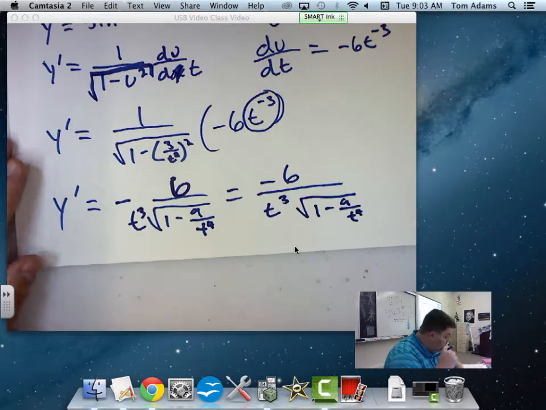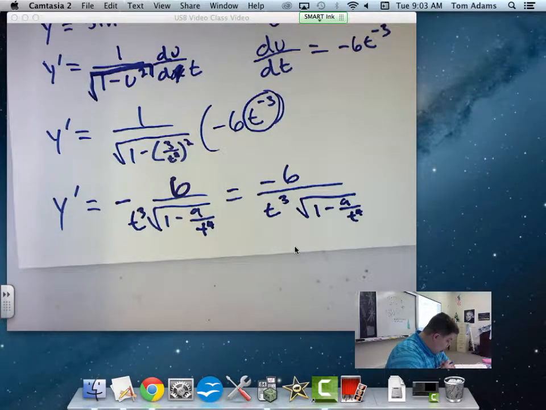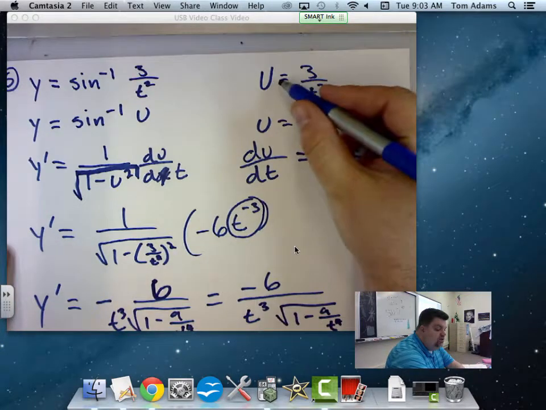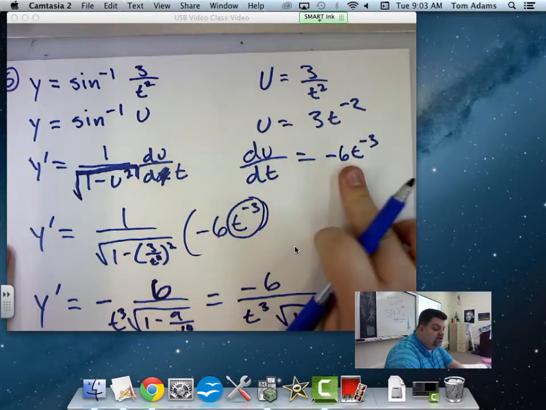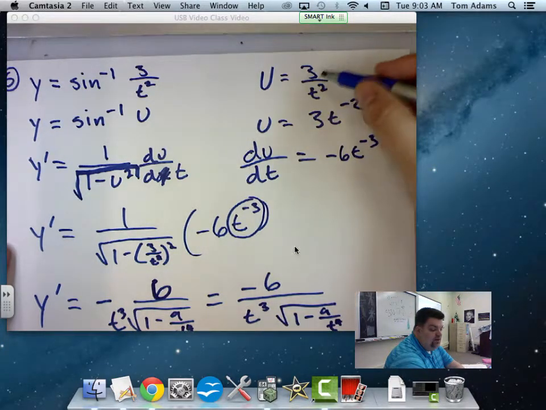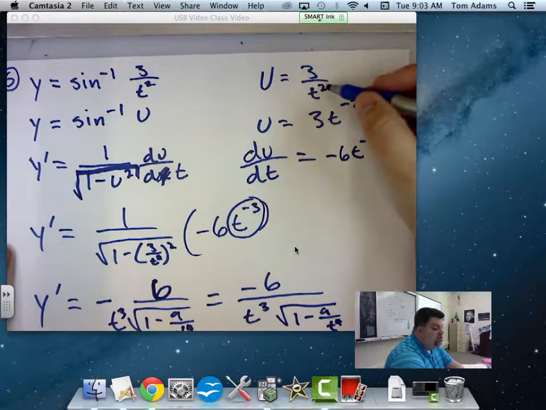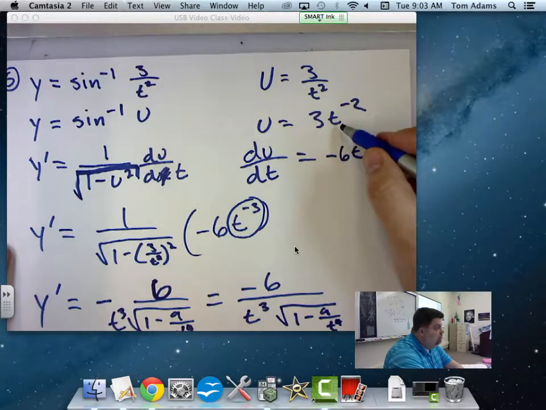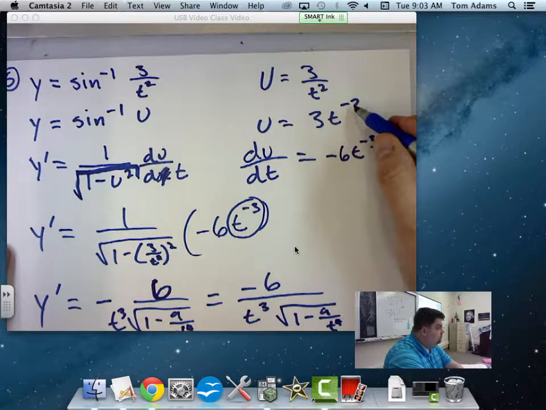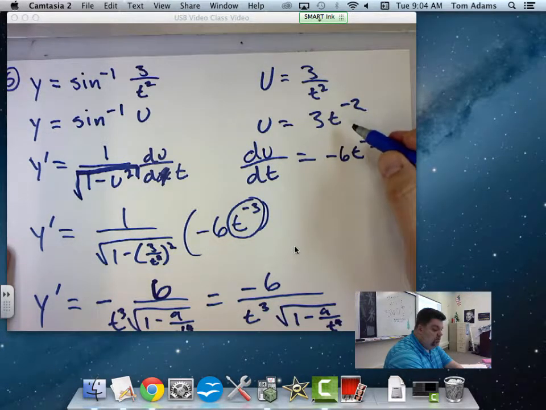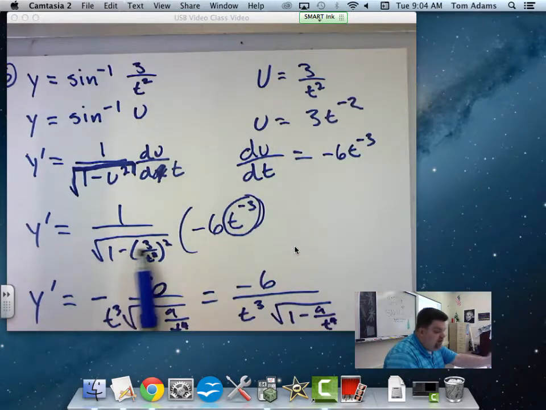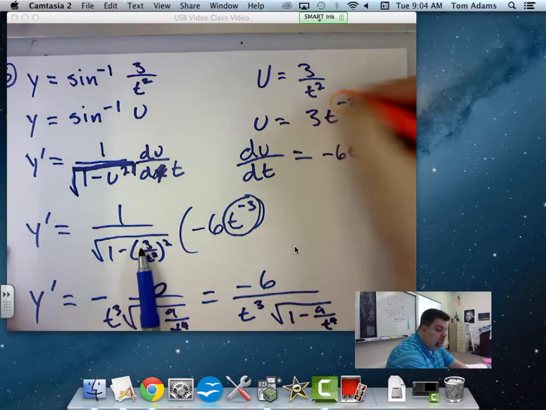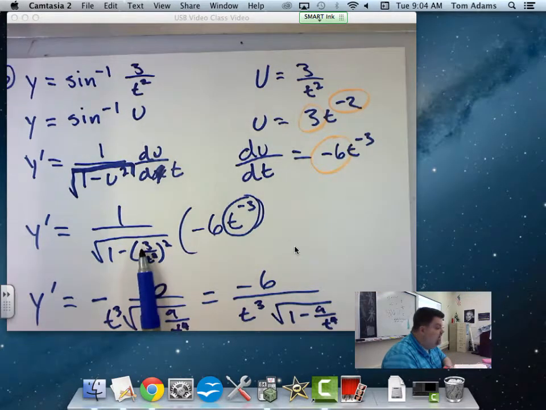Can we go over why du over dt equals negative 6t to the negative 3? It's just the power rule. So the question is how is this the derivative of this? If u is equal to 3 over t squared, I could rewrite that as 3 times t raised to the negative 2. And I do that because it's so much easier to just use the power rule. So then by using the power rule, I'm simply going to take this negative 2 and multiply it by 3. That's how I get the negative 6.